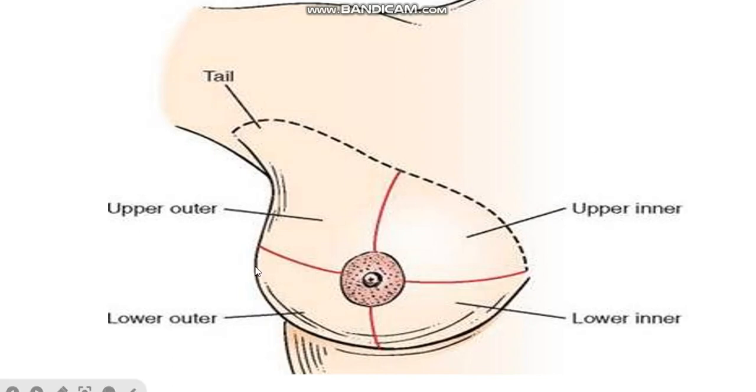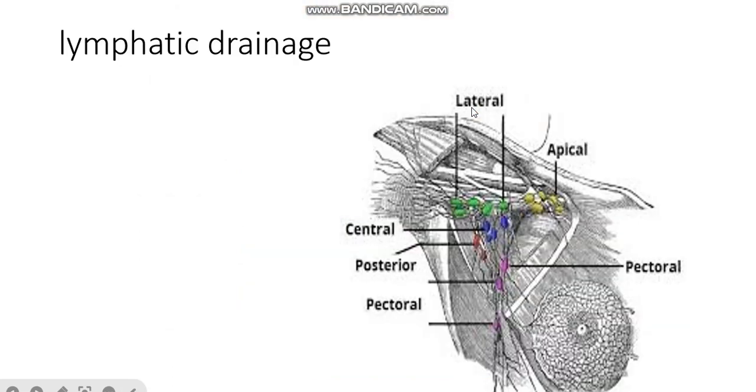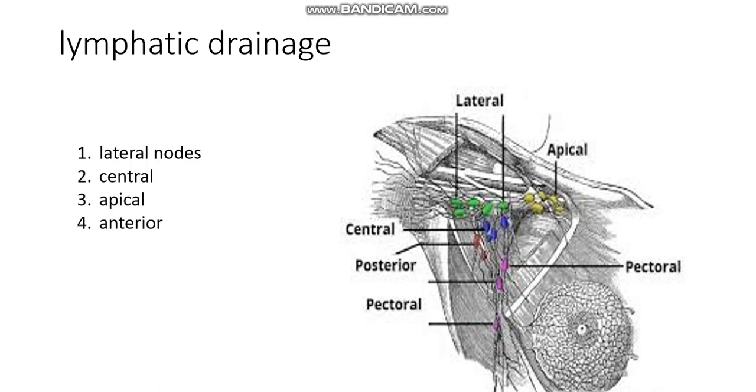Here we are dividing the breast anatomically into four quadrants: upper inner, lower inner, lower outer, and upper outer. And this is the tail, which is called the axillary tail because it joins the axilla, right? Then the most important thing is lymphatic drainage. We have certain lymph nodes in the axillary region: lateral lymph nodes, central lymph nodes, apical lymph nodes, and anterior and posterior lymph nodes.